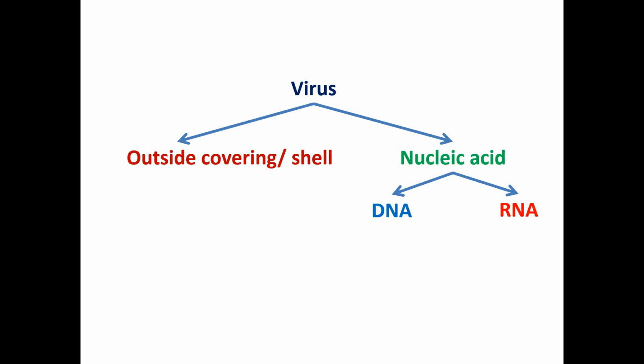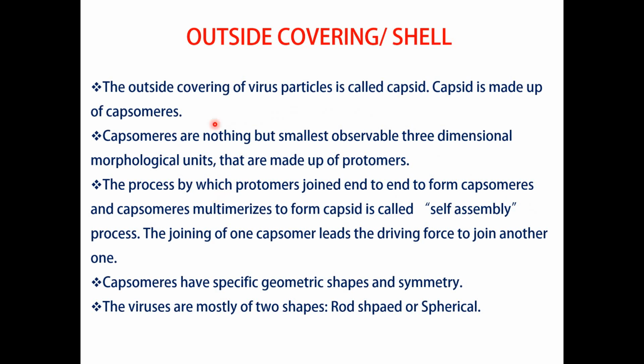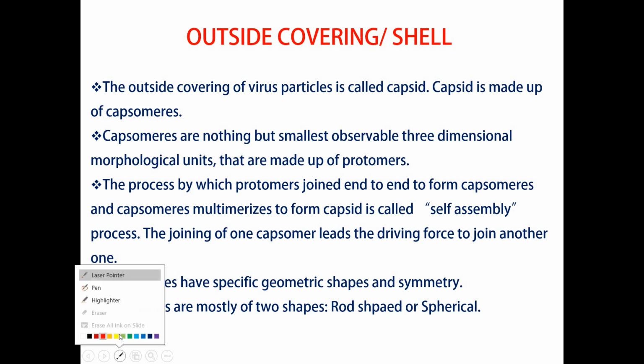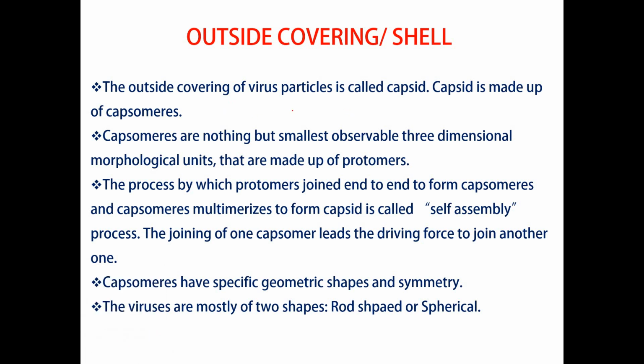So simply, the viruses consist of an outside covering and an inside nucleic acid, and that nucleic acid may be DNA or RNA. The outside covering is usually a proteinaceous covering which is called the capsid. So this outside covering of the virus is called the capsid, and the capsid is made up of capsomers.